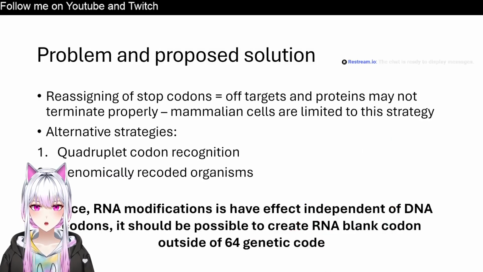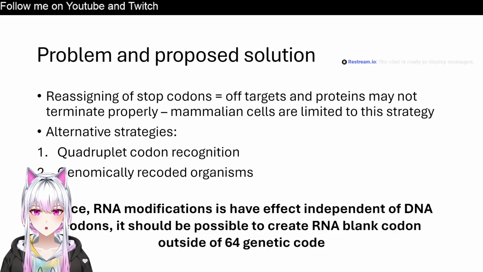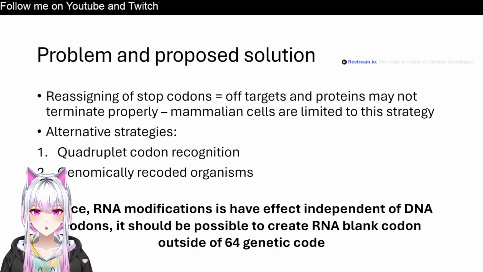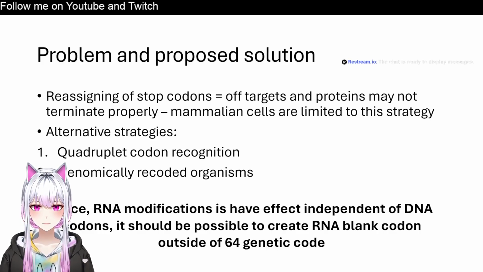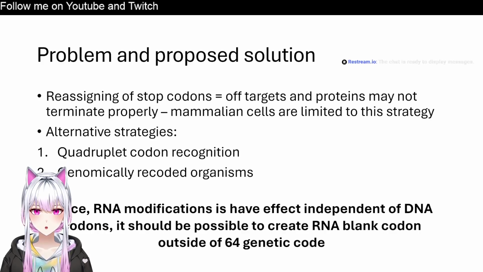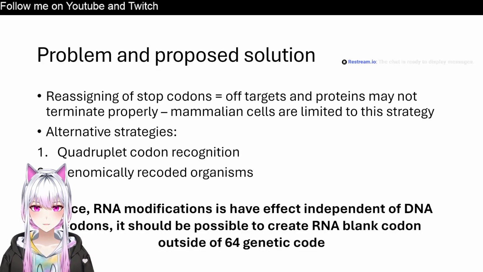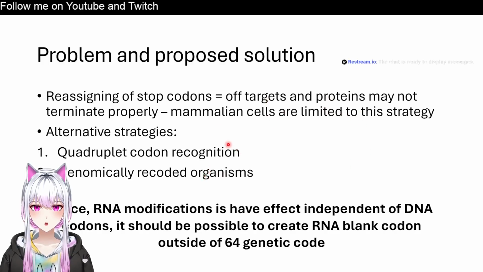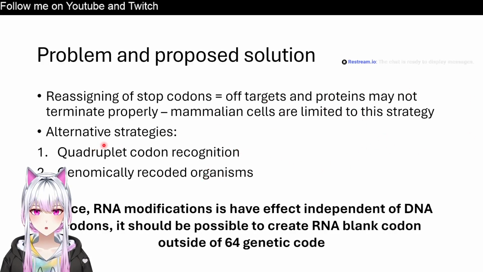Next, one of the problems that people face: typically when people talk about reassigning stop codons, they are involved in DNA. So one of the problems is off-targets. Because if you reassign a stop codon to something else, these proteins may not terminate properly anymore, since both a stop codon and the non-canonical amino acid cannot bind to it. And of course, there are other strategies to change this, but typically these are not suitable for mammalian cells, which are the human cells.